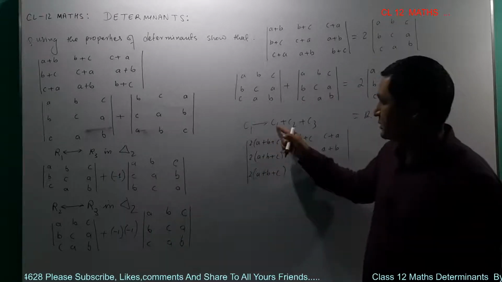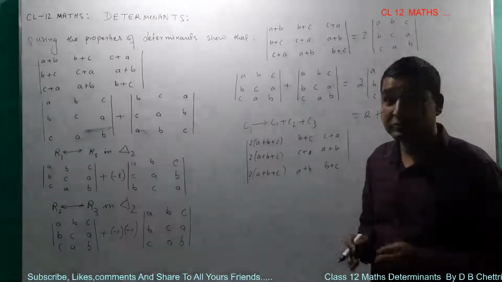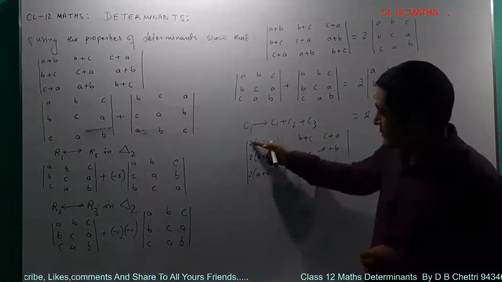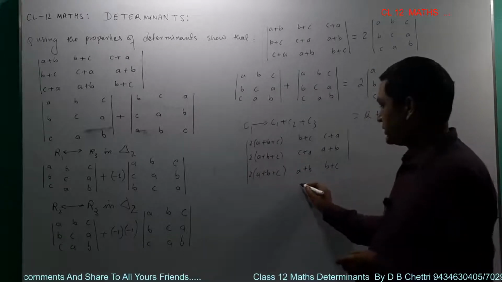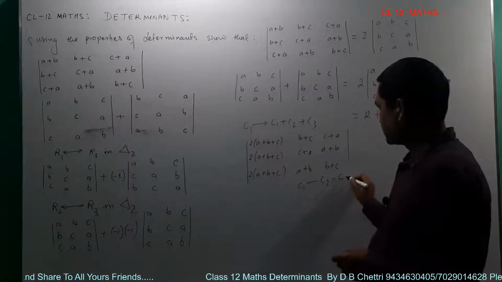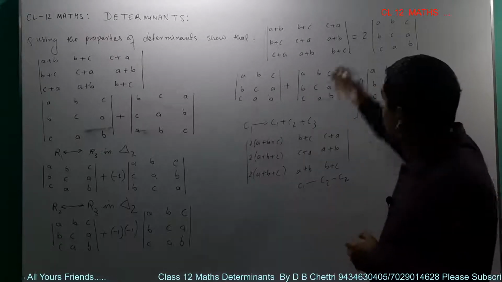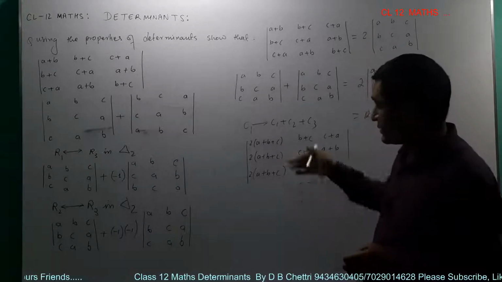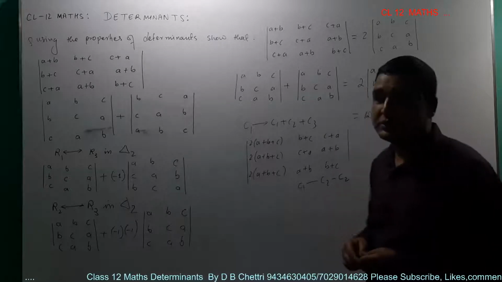After this, you can do R1 changes to R1 plus R2 plus R3, and you will get the same expressions. Now take the 2 common, then subtract. After taking 2 common, what to do? C1 changes to C1 minus C2 or C3, and do accordingly. Try to get the right hand side expression from there. Try to complete it. This is another way to solve these questions.